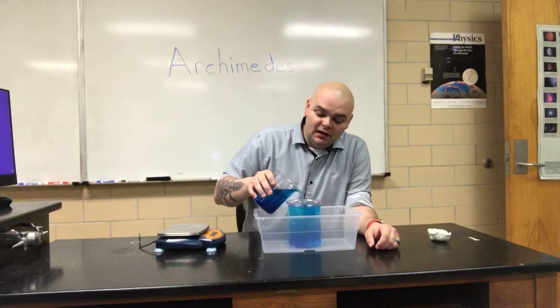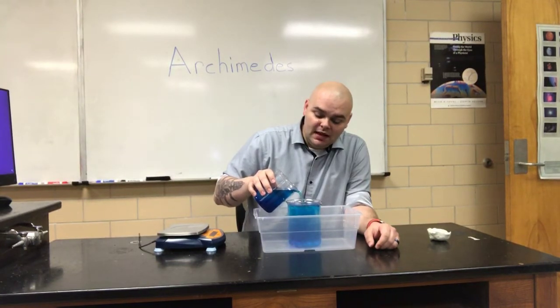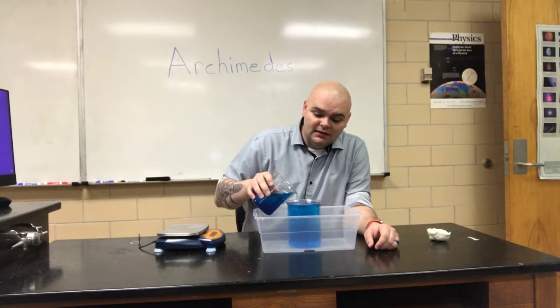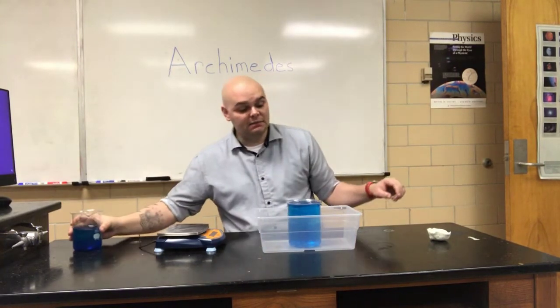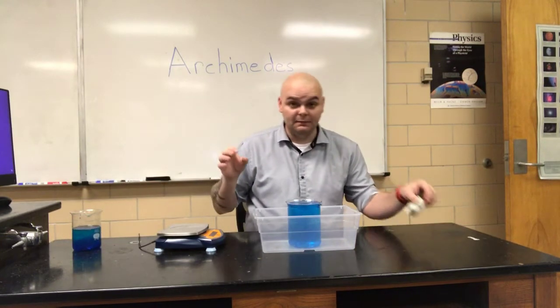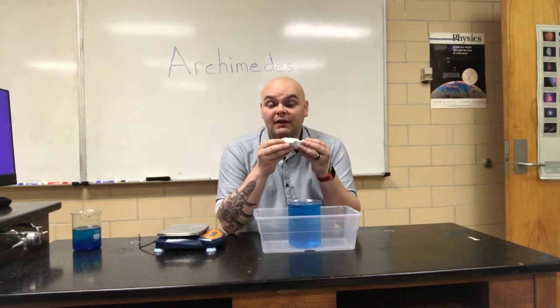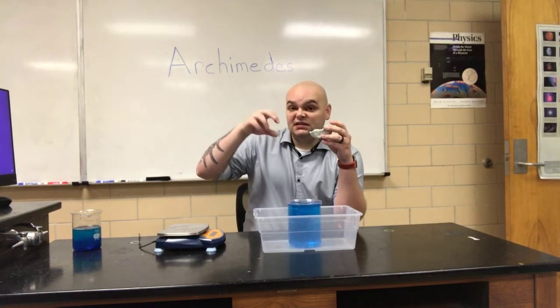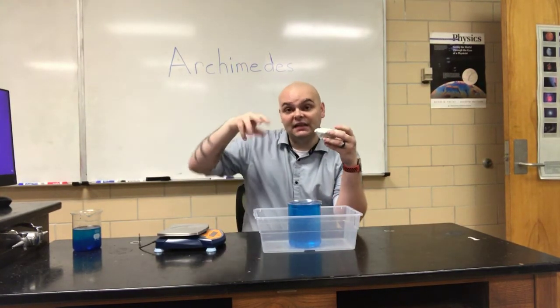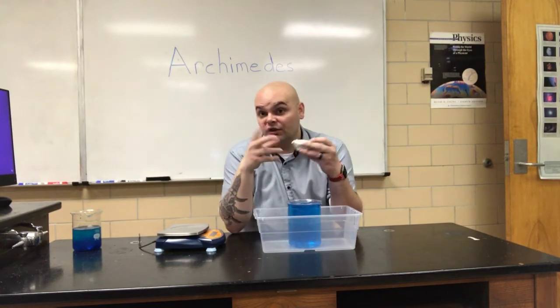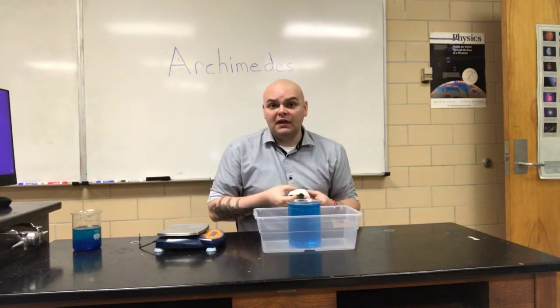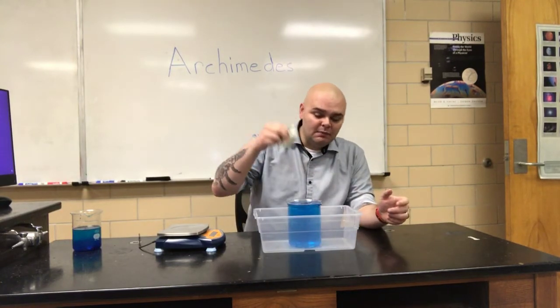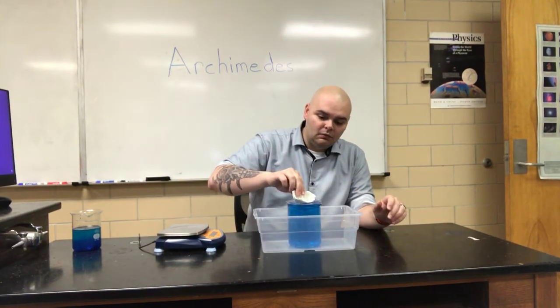So you want to fill up a container in your tray, whatever you happen to have, a baking dish, whatever, until it's about to spill out. Now mine is about to spill out. If I put any more, it's going to start spilling. And you're going to take your object, whatever it happens to be. You can take a small jar and put something light in it, and then seal it up and use that. As long as it floats, you can duplicate this experiment. Try different shapes. I'm going to put my boat in the water, and what do you think is going to happen?